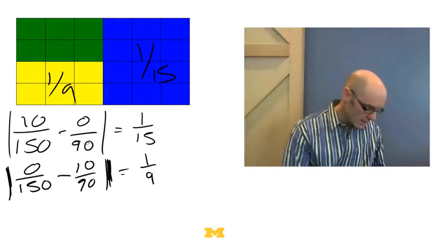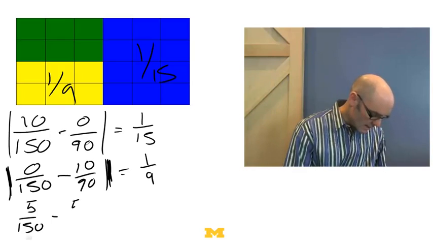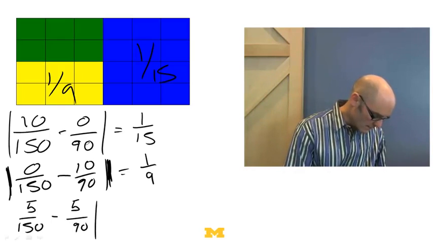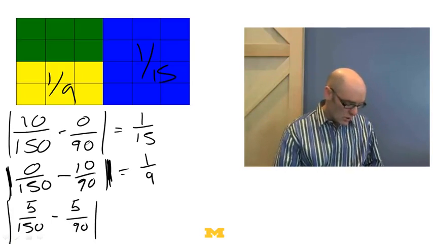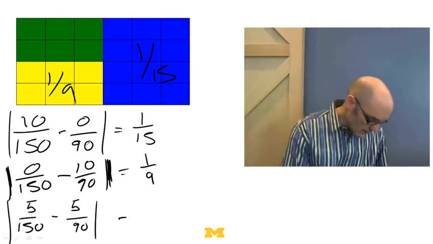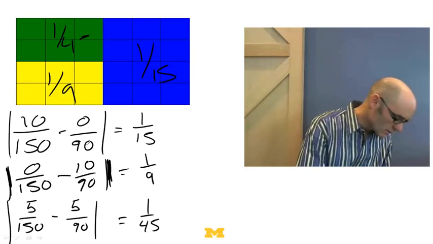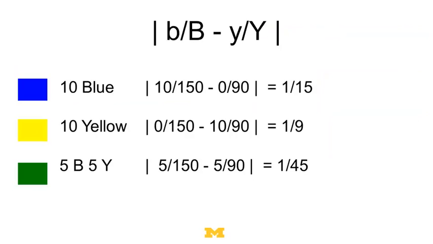Then finally, I've got these green districts. Now remember, these have 5 blue, so that's 5 over 150. And they've got 5 yellow, so that's 5 over 90, right? And I take the absolute value. Now what do I get there? Well, that's 1 over 30 minus 1 over 18. So this is complicated. We're going to find out that this is equal to 1 over 45. What we get then is every one of those 10 blue districts, the index of dissimilarity is 1 over 15. Every one of the yellow districts, the index of dissimilarity is 1/9. And every one of the districts that's 5 blue and 5 yellow is 1 over 45.